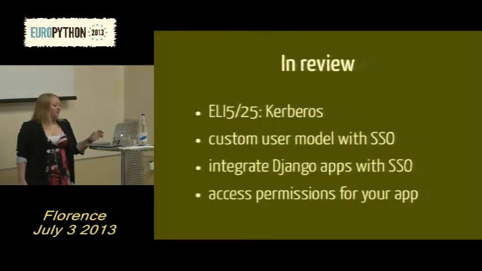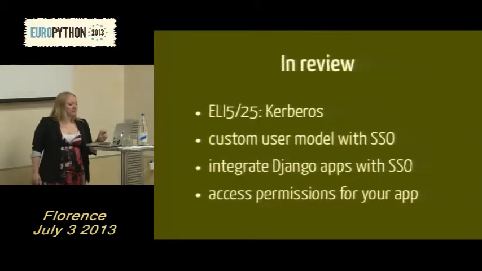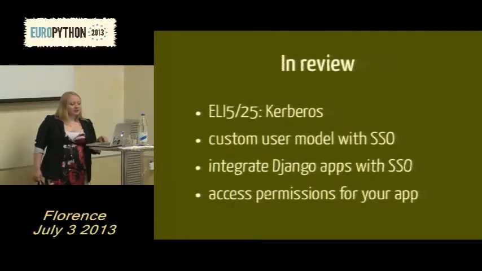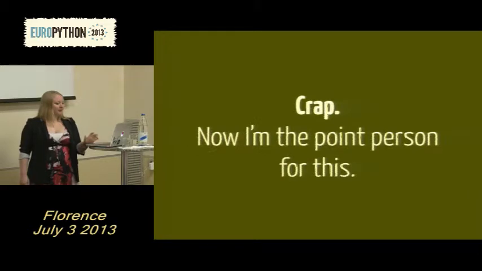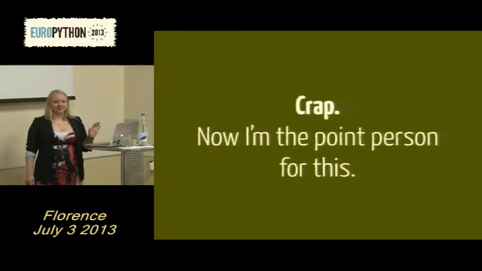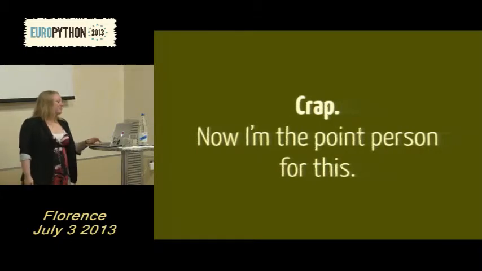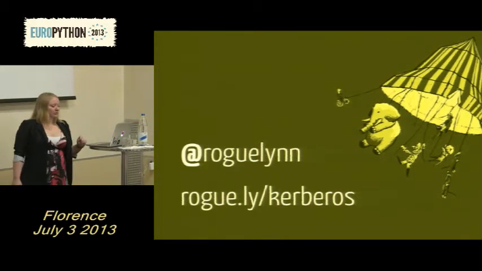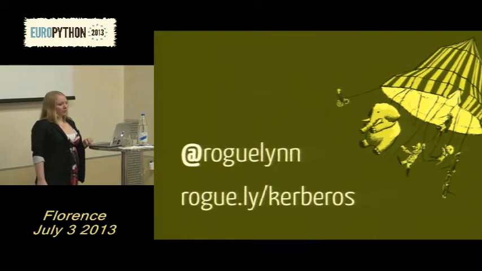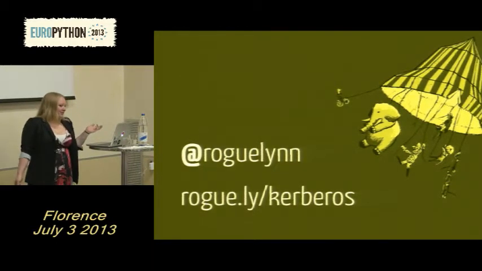All right, so in review, I went over Kerberos 101, a custom user model with single sign-on, integrating Django apps with single sign-on, and how to access permissions for your app. I went over a lot, but you're the point person for this now. You get everything, right? Right? Come on. All right, so that was a quick overview, but everything is up on this website, and I encourage you to read through much more detailed information, but that's it. Thank you.